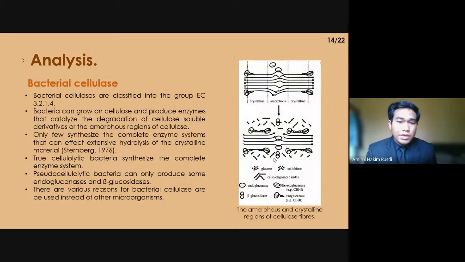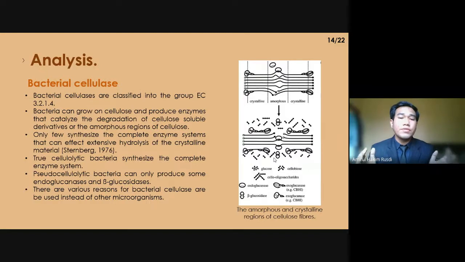According to the IUBMB enzyme nomenclature, bacterial cellulases are classified into the group EC 3.2.1.4. Bacteria can grow on cellulose and produce enzymes that catalyze the degradation of cellulose-soluble derivatives or the amorphous regions of cellulose, but only few can synthesize the complete enzyme systems that can affect extensive hydrolysis of the crystalline material found in nature. These few bacteria are called true cellulolytic bacteria, and those bacteria that produce some endoglucanases and beta-glucosidases, but not the complete system, are called pseudocellulolytic.